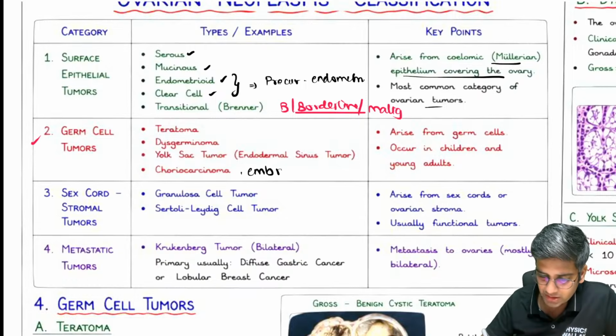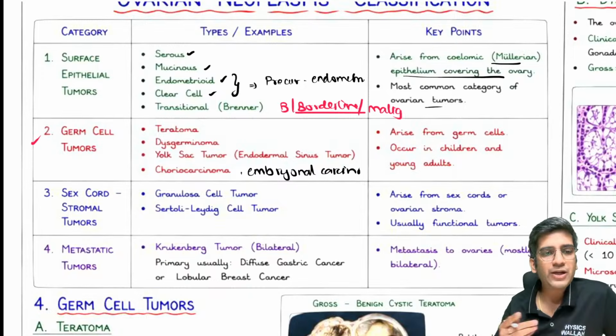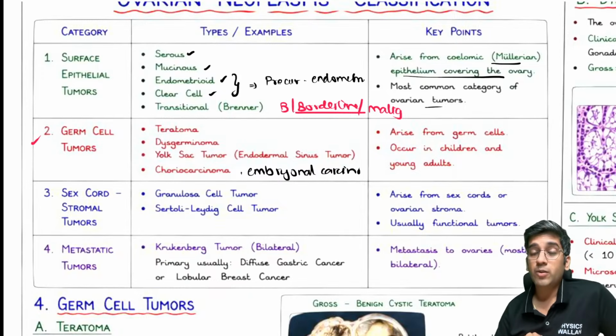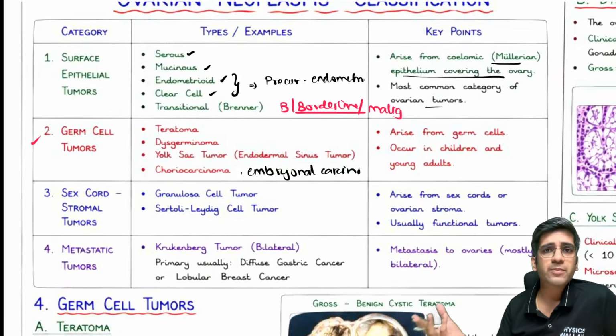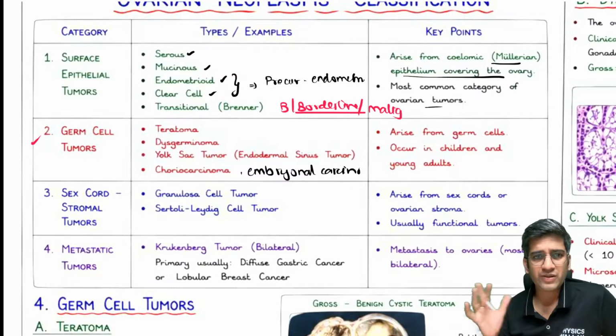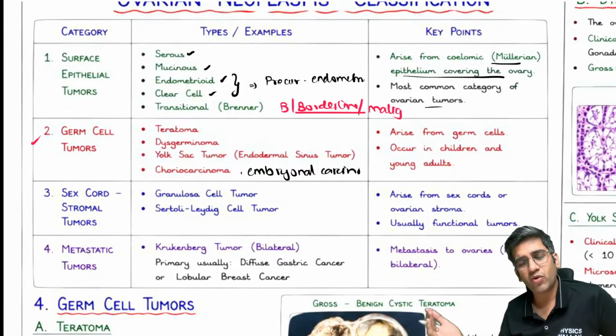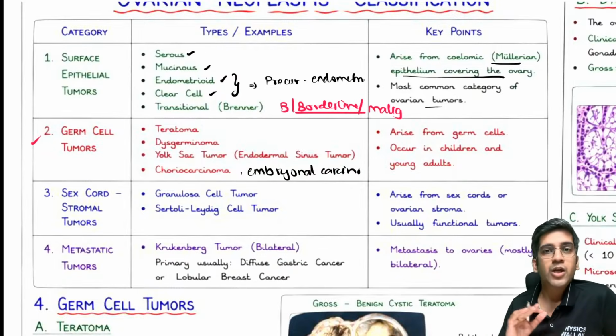Embryonal carcinomas, not very common. Embryonal carcinomas are a bit more common in testis compared to ovary. Germ cell tumors are common to both testis as well as ovary, right? Dysgerminoma's equivalent is seminoma in testis. Teratoma is the same. Yolk sac is more common in the ovary, very less common in testis. Choriocarcinoma again more common in the ovary, very less common in testis.